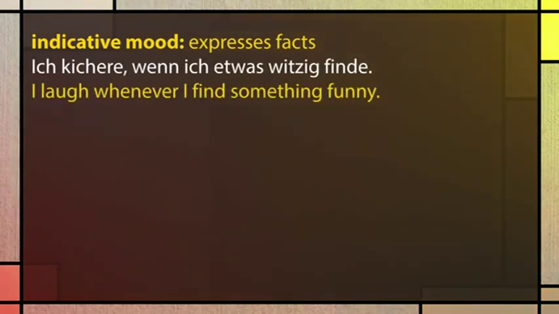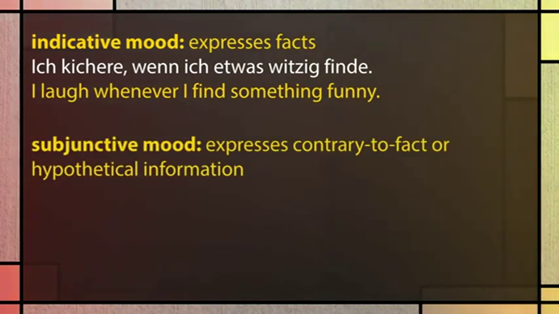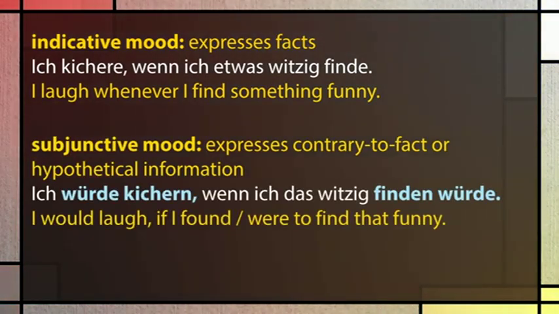Ich kichere, wenn ich etwas witzig finde. The subjunctive mood, on the other hand, expresses contrary to fact or hypothetical information. Ich würde kichern, wenn ich das witzig finden würde.